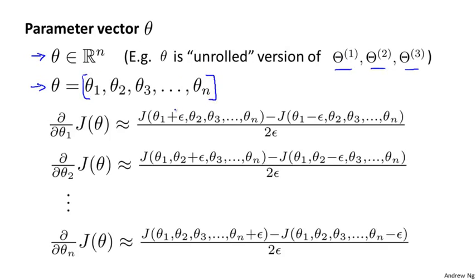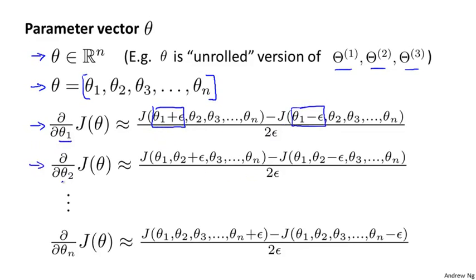We can then use a similar idea to approximate all the partial derivative terms. Concretely, the partial derivative of a cost function with respect to the first parameter, theta 1, can be obtained by taking J and increasing theta 1. So you have J of theta 1 plus epsilon, and so on, minus J of theta 1 minus epsilon, and divided by 2 epsilon.